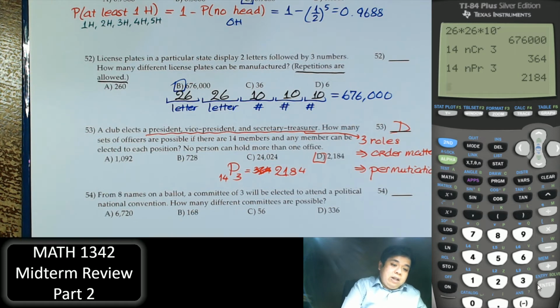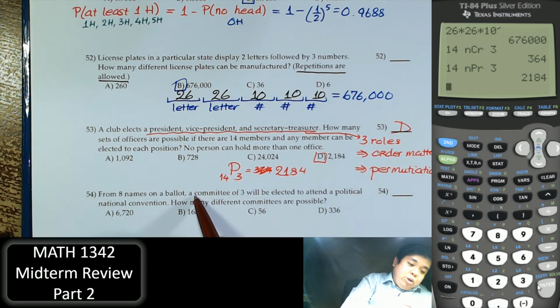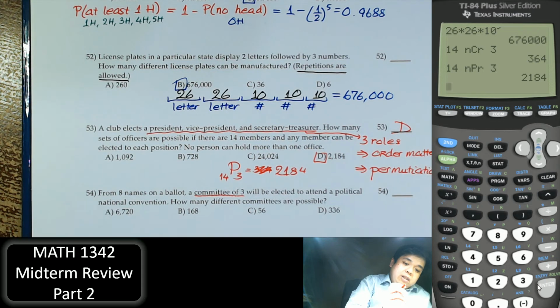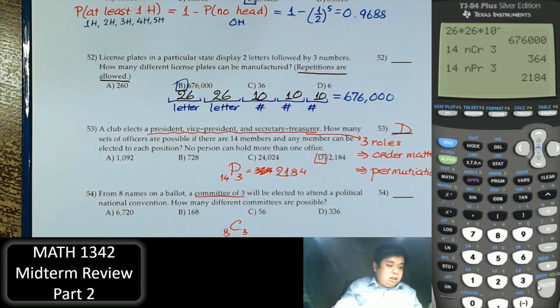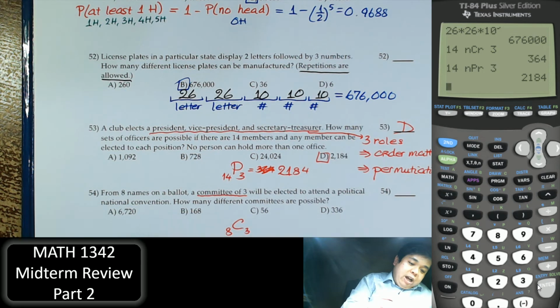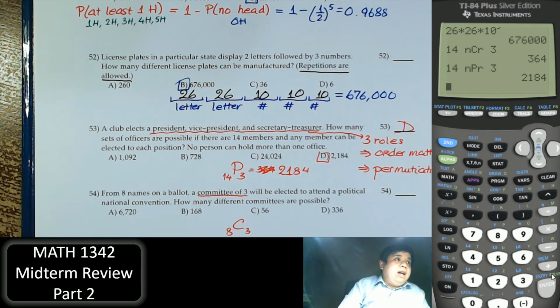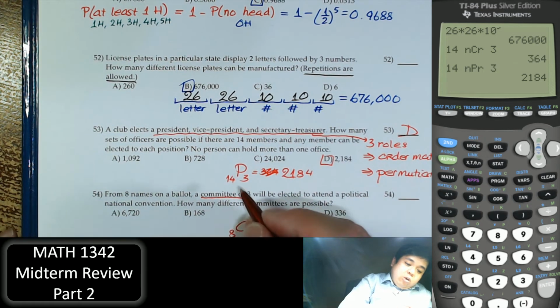The next one, order does not matter because we have a committee of 3. And we pick from 8 names on the ballot. So we have 3 out of 8. And this one is a committee, so order does not matter.